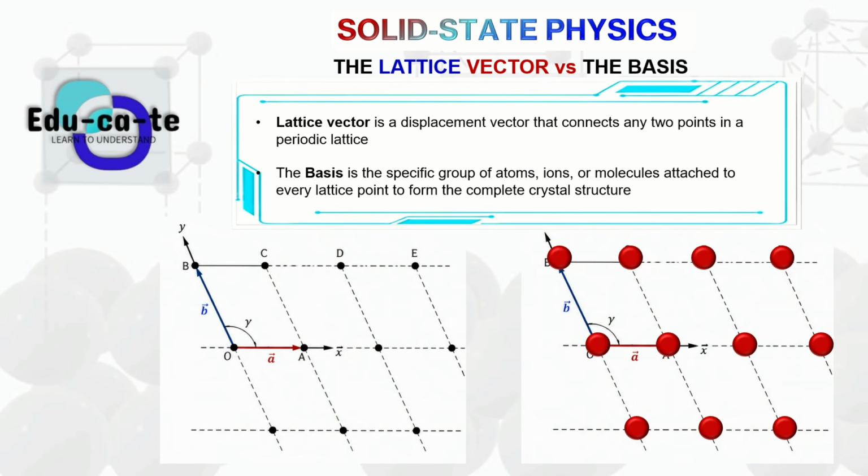So now let's make sure that we make a clear difference between a lattice vector and the basis, because those are different from one another. When we talk about a lattice vector, we already explained that it is a displacement vector, and it connects any 2 points in a periodic lattice. Any 2 points in a periodic lattice are connected by the displacement vector, or by the lattice vector. For example, point O and point A are connected by lattice vector a.